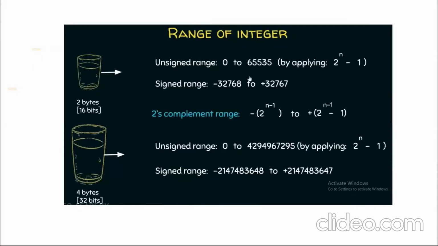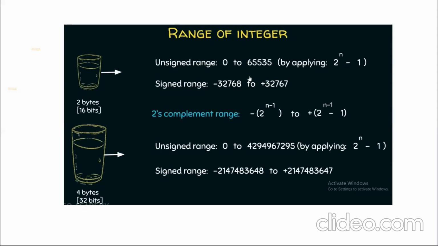Range of integer. I already discussed this slide in a previous video. Again, I'm going to discuss it now because here are the unsigned range and signed range. Unsigned range is 0 to 65,535 if it is 2 bytes of memory, formula is 2 power n minus 1. Signed range is minus 32,768 to plus 32,767. It is the 2's complement range, minus 2 power n minus 1 to 2 power n minus 1 minus 1.